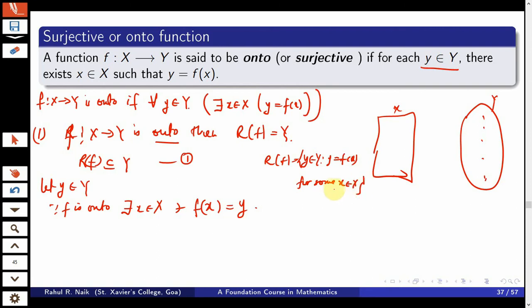So, if for a point y in Y you can find a point x in X such that y is equal to f of x, then we say that y belongs to the range of f. So, this says that y belongs to the range of f, and therefore, we have shown that Y is a subset of the range of f. So, using this 1 and 2, you can say that the range of f is equal to the whole codomain.